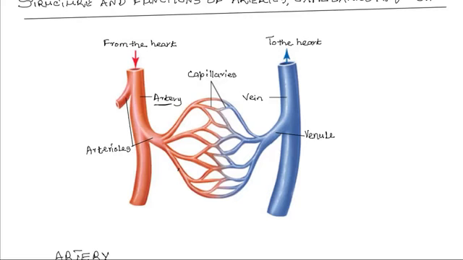In this lesson, we look at the structure and functions of the blood vessels. The main blood vessels are arteries, veins, and capillaries. Arteries transport blood from the heart, and each artery divides to form smaller blood vessels known as arterioles.